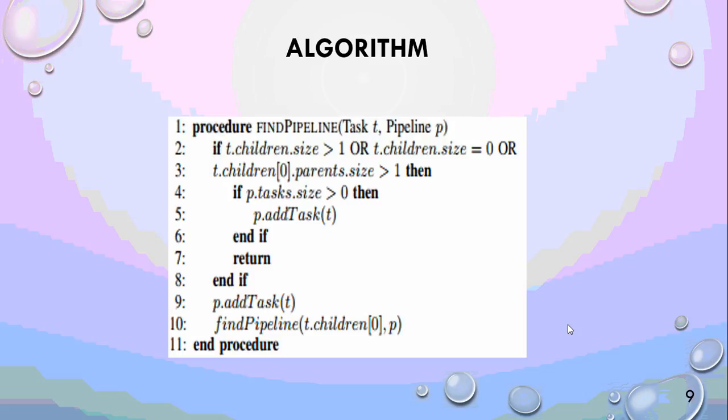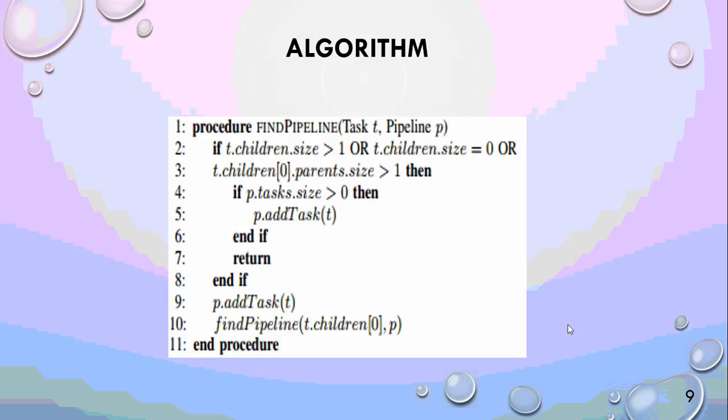Now let's take a look at the algorithm of WRPS. This is what the algorithm is. What's happening here is that WRPS first pre-processes the DAG by identifying the pipelines and assigning a portion of the deadline to each task. The tasks are then sorted.